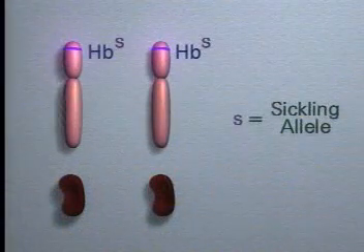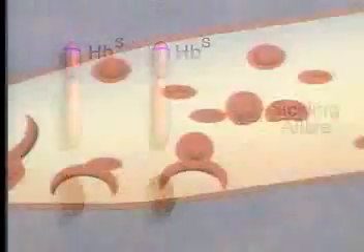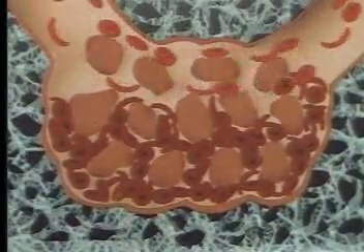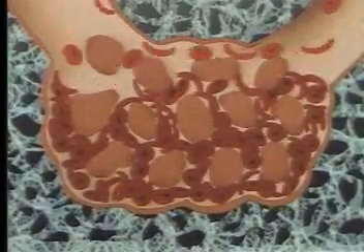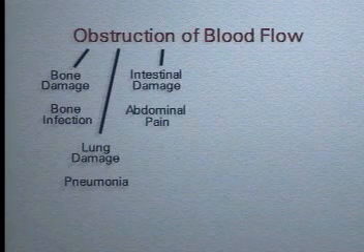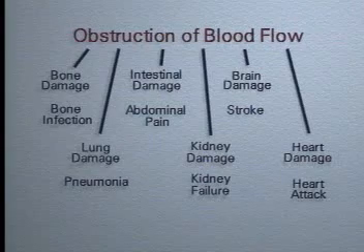Sickle cell anemia can be lethal when a person is homozygous for the sickling allele. The replacement of glutamate by valine causes red blood cells to assume an abnormal shape. This sickling of red blood cells in homozygous individuals leads to obstruction of blood flow in capillary beds and small vessels. Poor oxygen and nutrient transport, and consequently poor tissue development, are the result. In turn, these factors may result in bone, lung, or intestinal damage, kidney failure, brain damage, and even heart attacks.